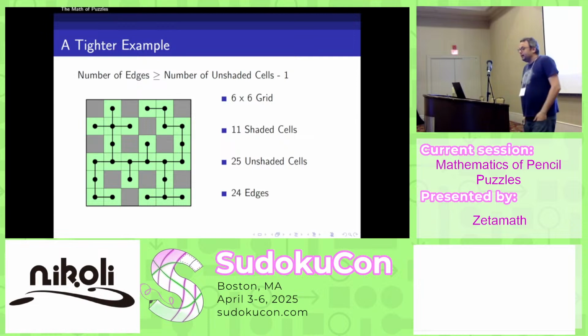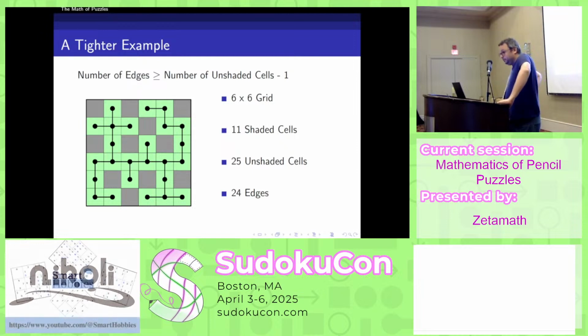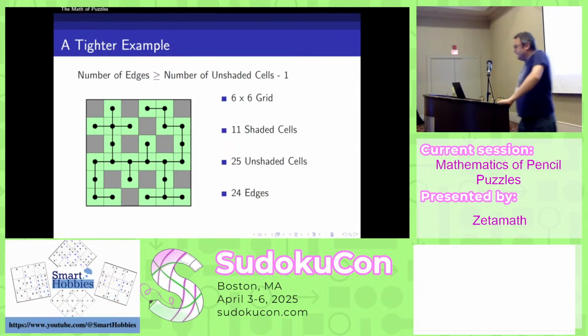Okay, so here I've shown you a tighter example of what this looks like. So here I actually hit the bound. So again, just to remind you, what is the bound? The bound is that the number of edges always needs to be at least as big as the number of unshaded cells minus 1. Or I could have said that as the number of edges is strictly greater than the number of unshaded cells. That might have been better. But here I've counted, and again, I've tried to do the counting for you. And we end up with this.